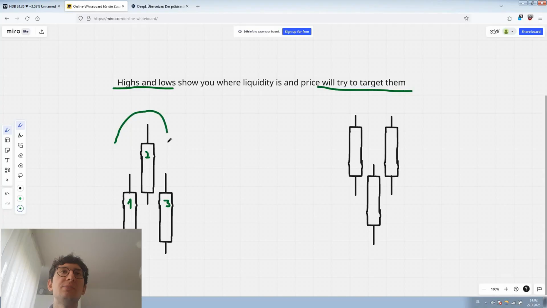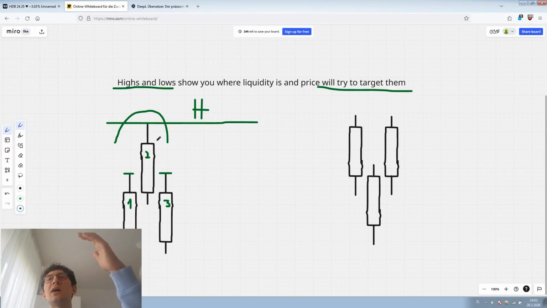You see, this is a high because we have a lower wick, then on the right side we have a lower wick, and in the middle we have the highest wick, and this highest wick represents a high, okay? So you basically try to find 3 candles, where the middle candle has to be the highest one, and that's a high. Then the same thing applies to the low.